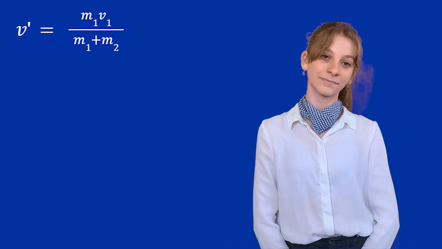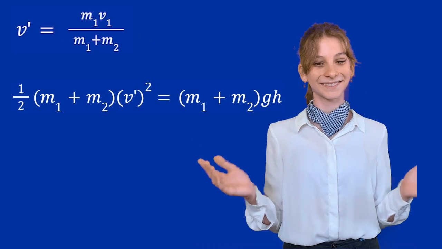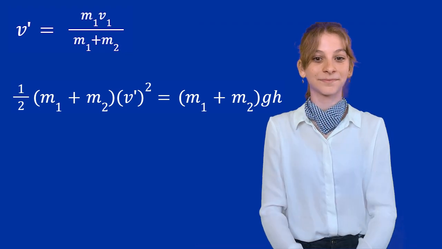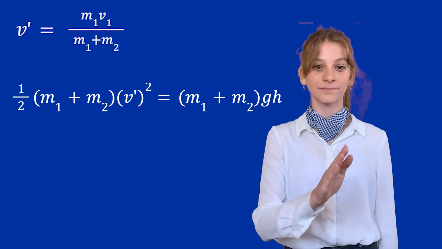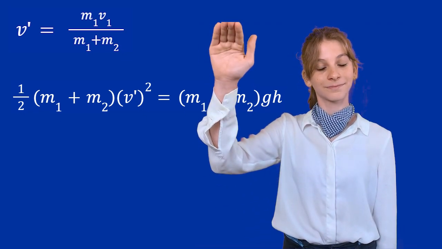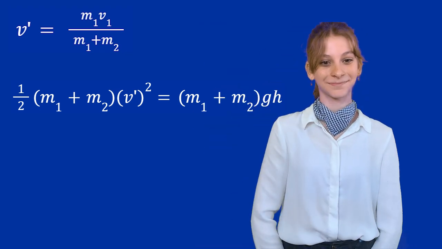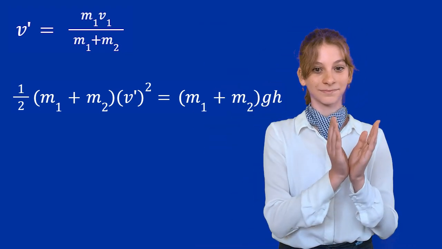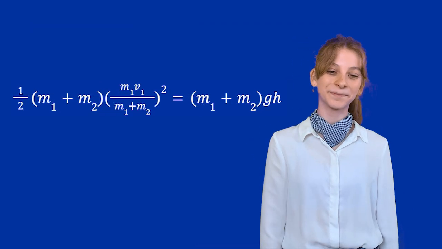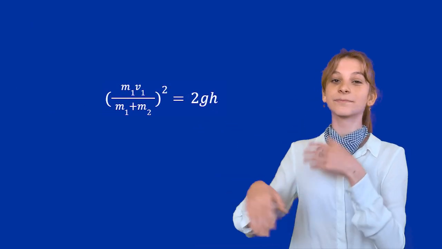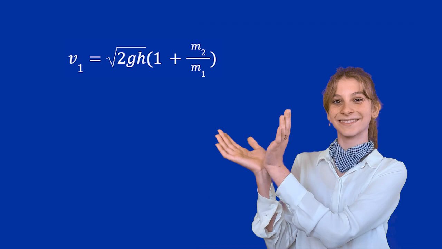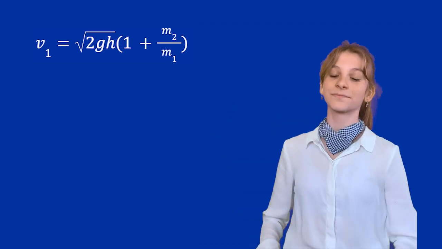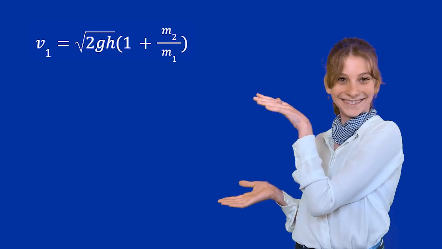The other equation is energy, where 1/2 (m1 plus m2) v prime squared is equal to (m1 plus m2) gh, where the kinetic energy of the system at the moment of impact is equal to the gravitational potential energy of the pendulum at its highest point. We can then plug in our value for v prime into the energy equation. This gives us this equation. Simplify it. Simplify a little more. And finally, we get this equation for the initial velocity of the bullet: v1 is equal to the square root of 2gh times (1 plus m2 over m1).